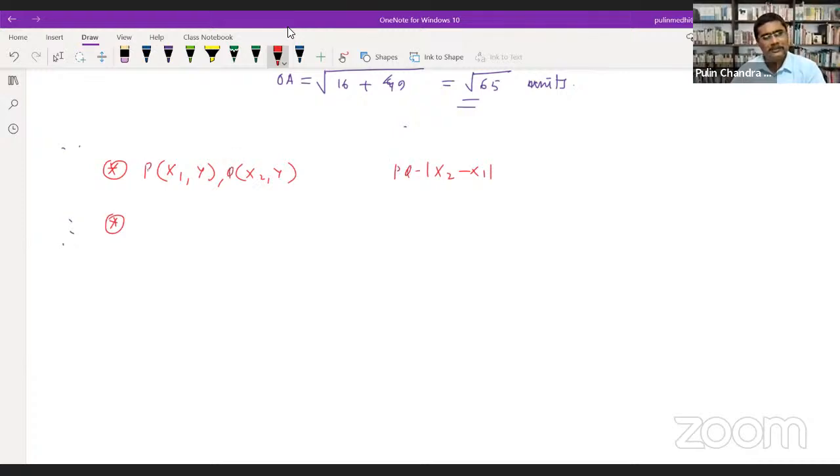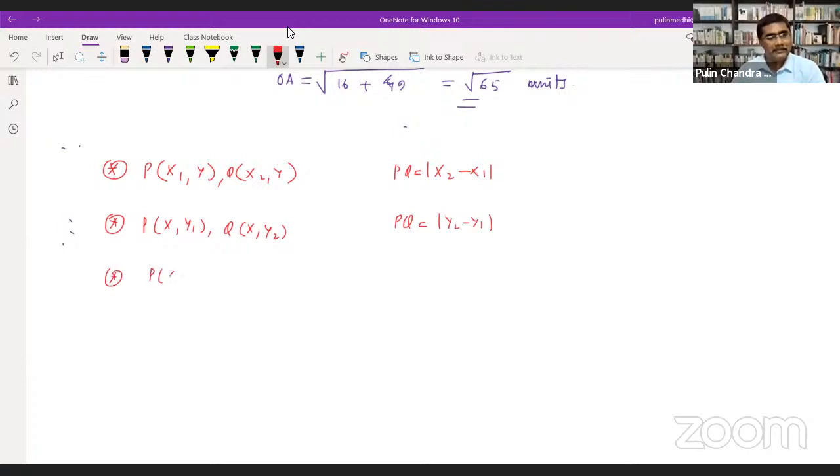So PQ hoga itna. Agar hum logo ko point milta hai y-axis mein, ya fir parallel to y-axis, to x coordinate same rahega. Remember it. Then PQ distance will be found out by y2 minus y1.